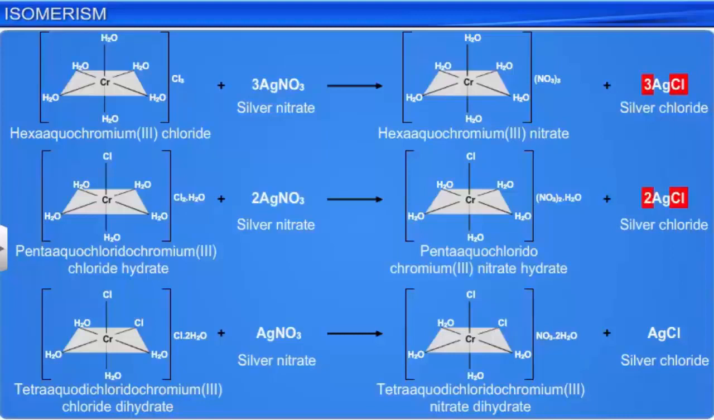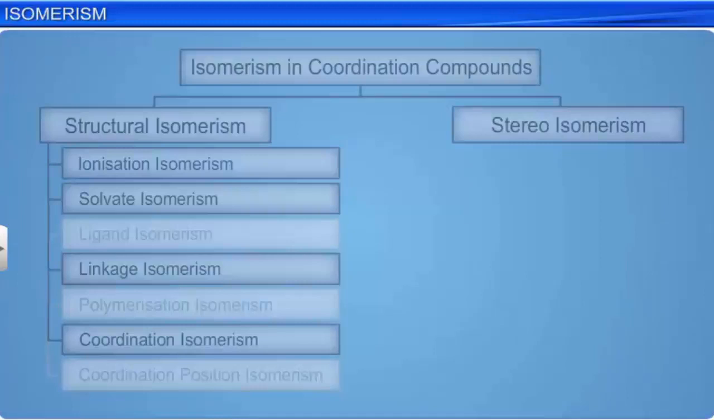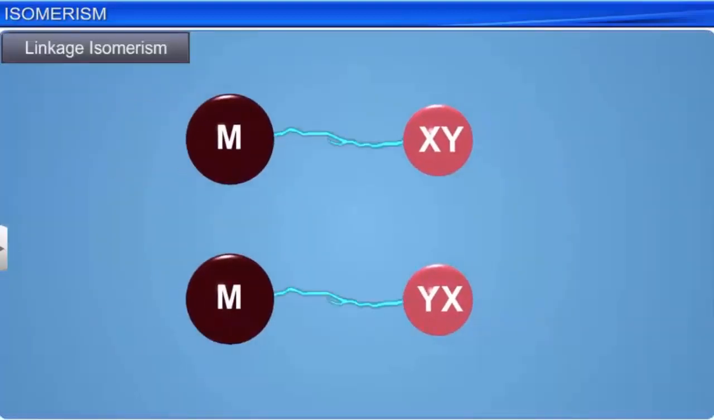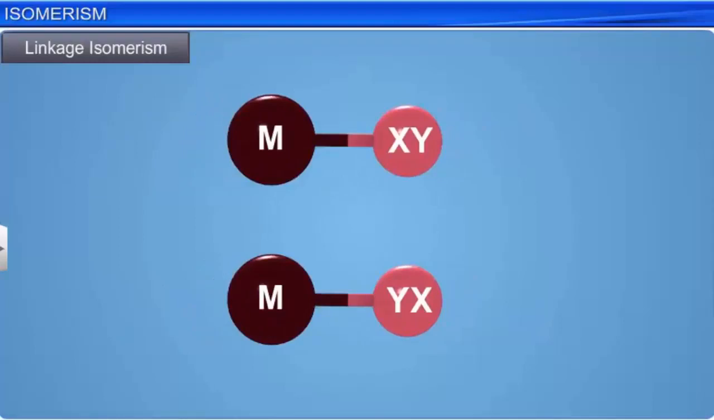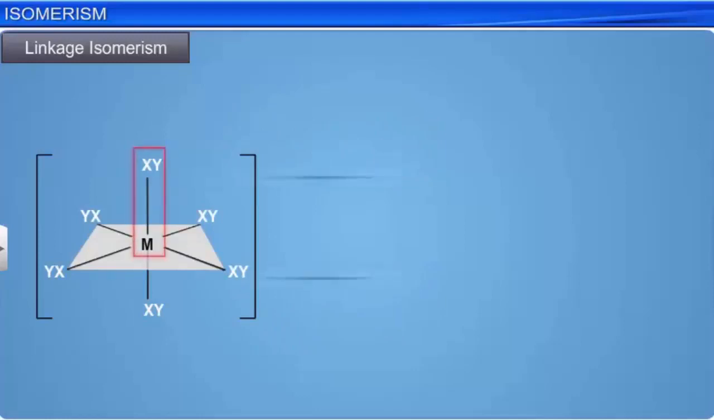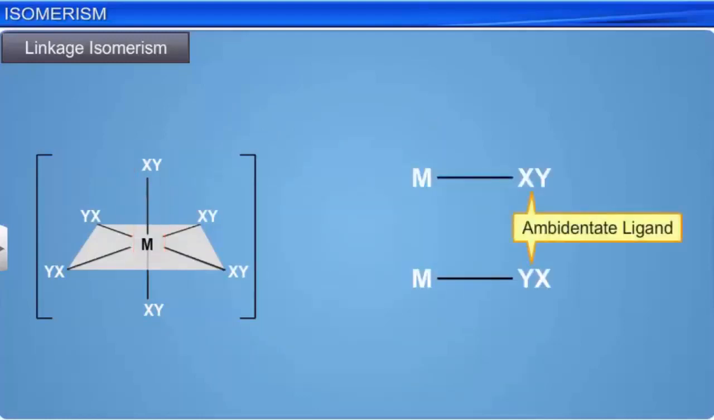The other type of structural isomerism is linkage isomerism. Linkage isomerism arises when a ligand can bind to a metal ion through any one of 2 or more different donor atoms. Thus, this type of isomerism is seen in the coordination compounds that have ambidentate ligands. For example, in the ambidentate nitrite ion, either nitrogen or oxygen atoms could act as the electron pair donors. Thus, there is a possibility of isomerism.